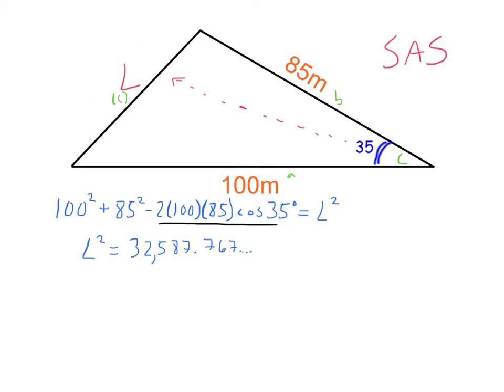Now clearly that is not what this is. That would be way, way, way too long. This is what L squared is. So take the square root of both sides and solve for L. So I get 180.52 meters.